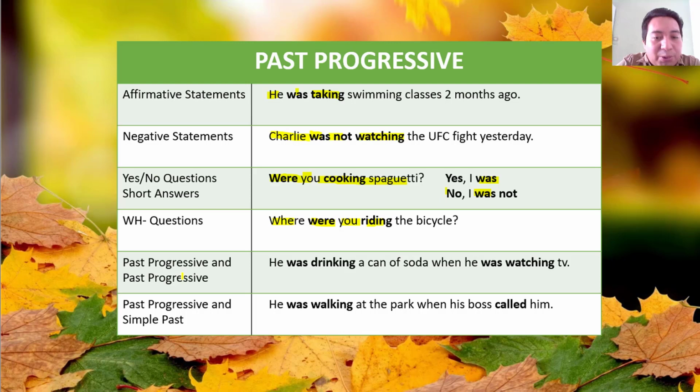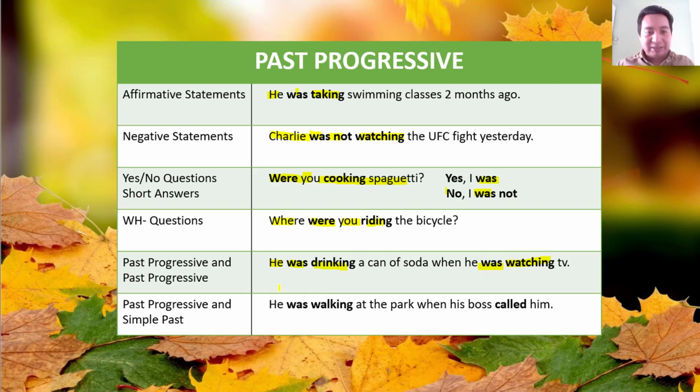Next example, past progressive and past progressive. Yeah, we can use both twice. So here we have, he was drinking a can of soda when he was watching TV. We have subject he plus verb to be in the past for he, which is was, verb plus ing, drinking, complement, a can of soda when he, again, was watching TV.